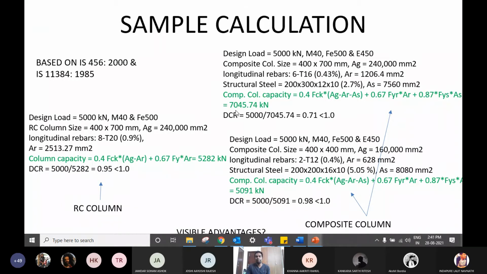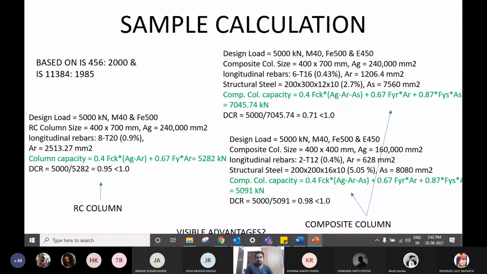So basically, with the same column size, and reducing the number of vertical rebars, I'm putting a structural steel member inside. I'm getting an increased capacity, right? Obviously, because you're using structural steel inside, you're making it a composite column. So my design capacity ratio is now 0.71, right? That's a visible advantage right away. You can have a case where the design load is much more, and this column would still perform.